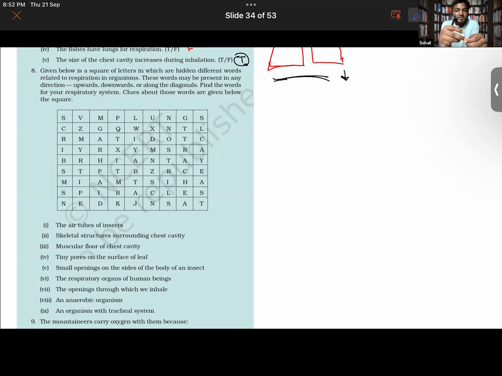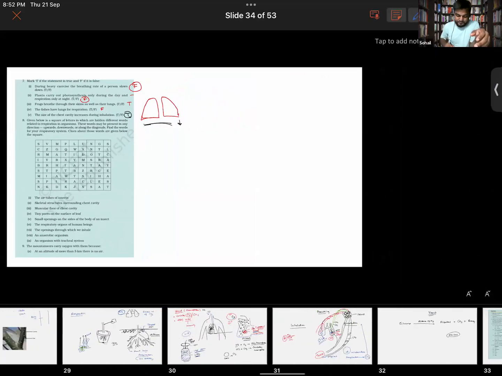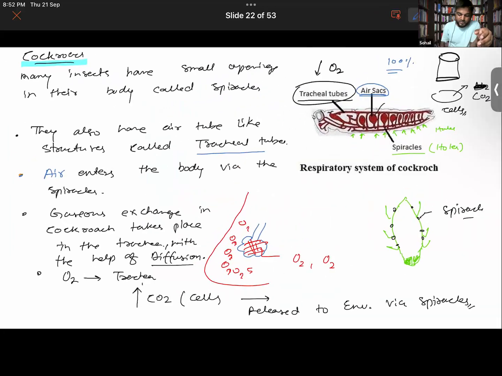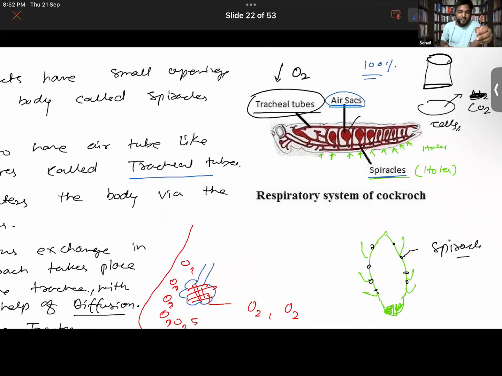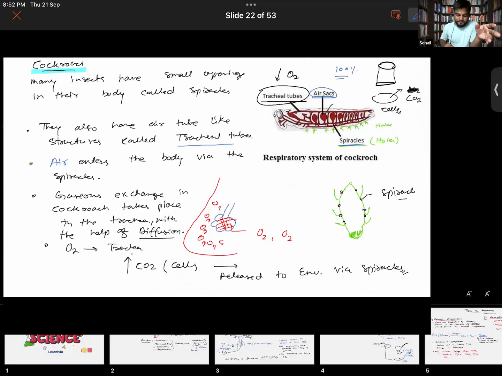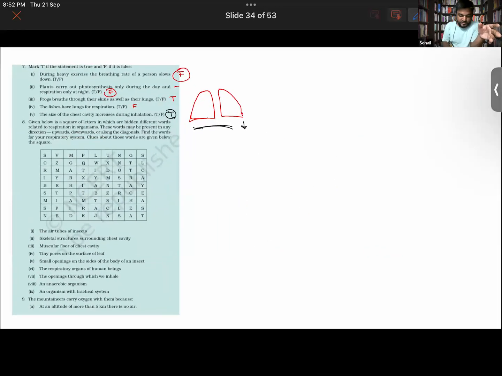Trachea, as we discussed, is the site of gaseous exchange. It's not the air tubes. If you look at the structure of the cockroach, the spiracles are here. These are the hollow tubes through which air enters their body. So the first one is spiracles.